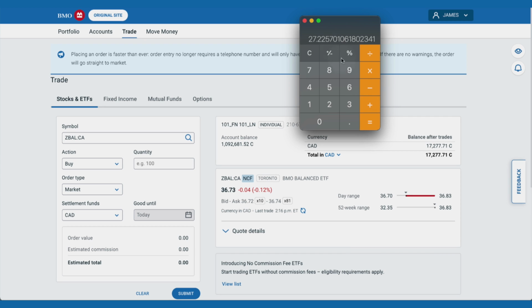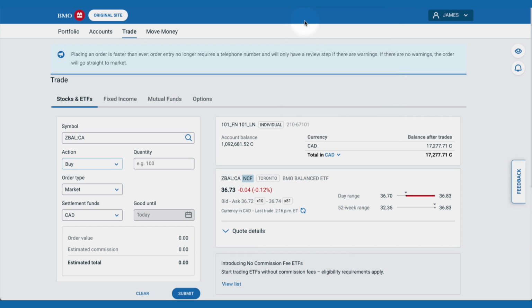But if we were buying or selling a stock or ETF that was subject to trading commissions, a simple way to figure it out would just be to enter 27 shares and have the form calculate the total amount needed to place the trade. In our case, when we enter 27 in, we see the estimated total is $991.98.